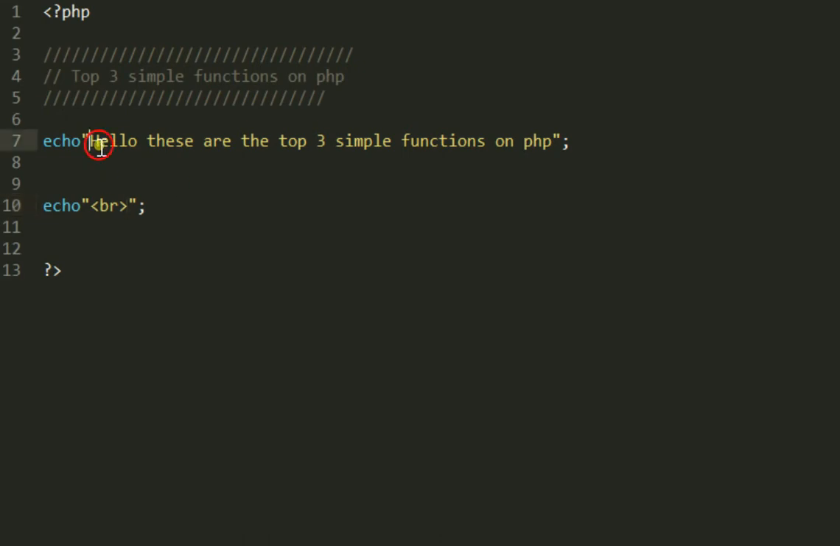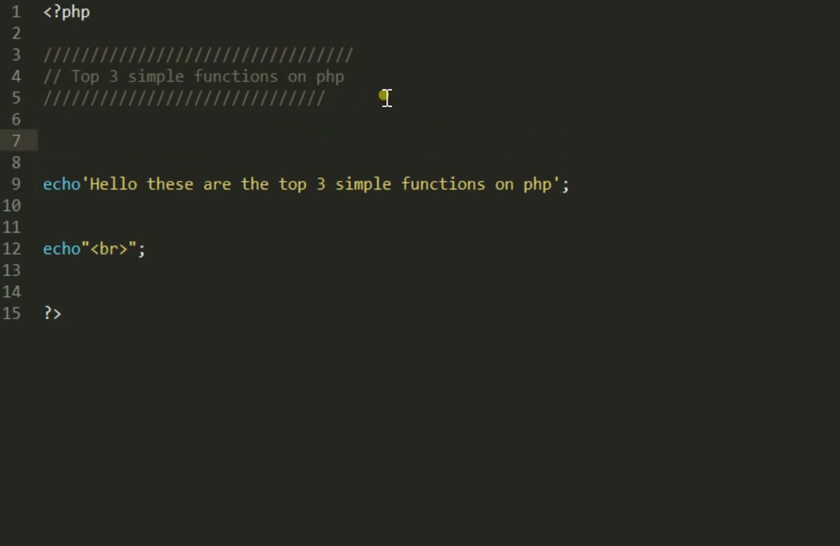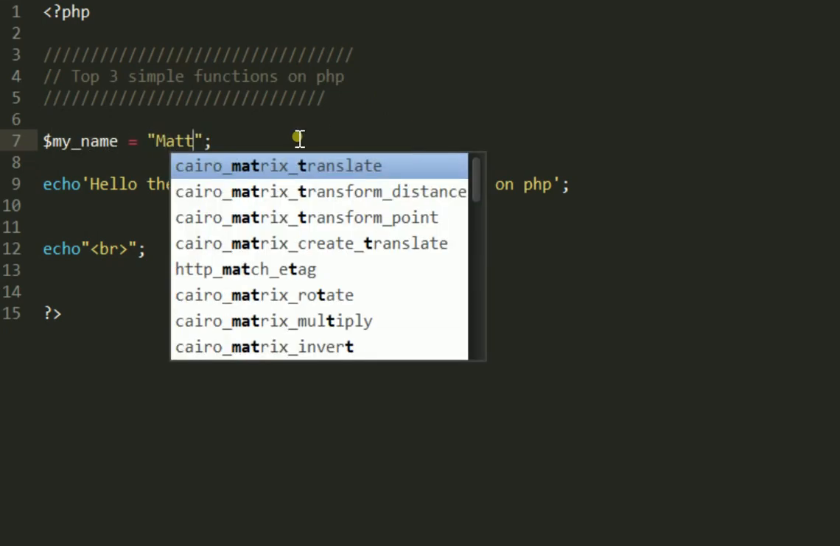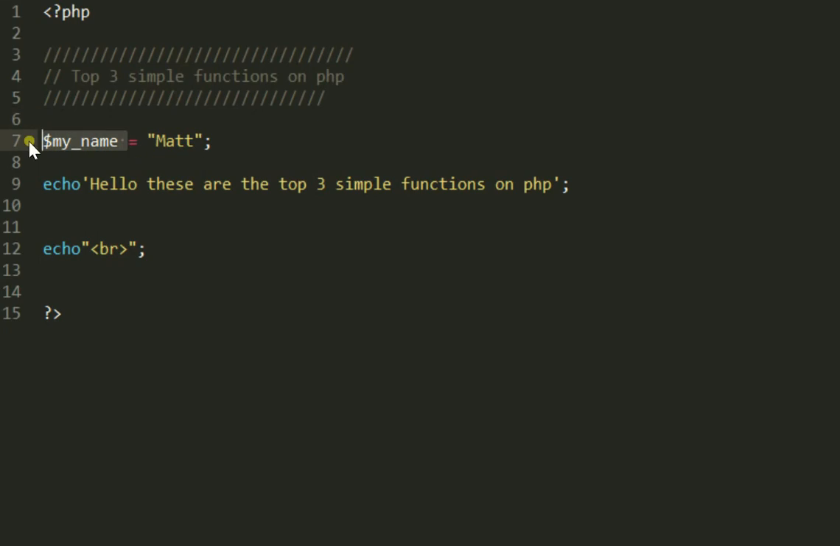But the thing about the echo function is, you can use it with single quotes, and you can use it with double quotes. And what that means is, right now, for example, we'll have a variable of my name, Matt, for example, and the difference would be hello Matt.